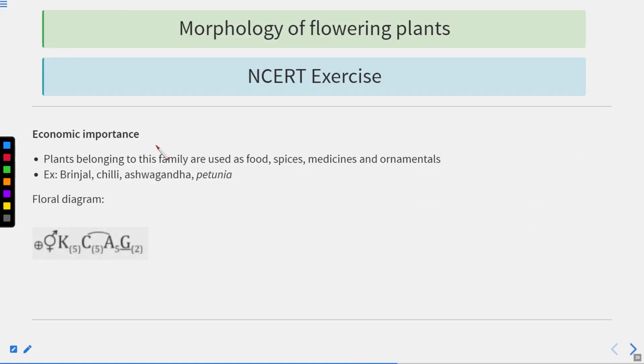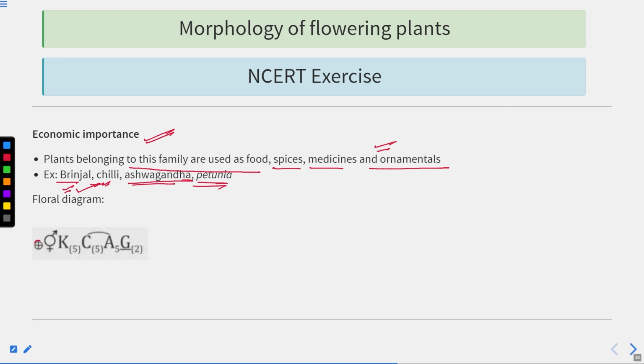Now, economic importance. If we talk about the economic importance of this flower, then plants belonging to this family are used as food, spices, medicines, and ornamental. Some plants are ornamental also. So petunia is the best example of the ornamental plant. Medicinal plant, ashwagandha. Brinjal and chili are used too. This chili is used as spice, whereas this brinjal is used as food in the form of vegetables.